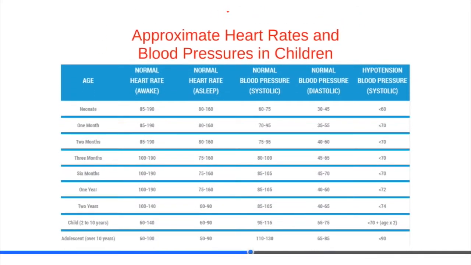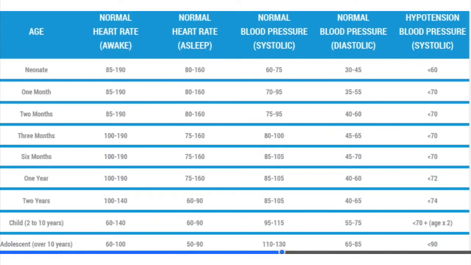Here's an approximation of normal heart rates and blood pressures in children according to age. Your local guidelines may vary slightly, but approximate ranges are listed here. Feel free to pause it here to look at the table longer.